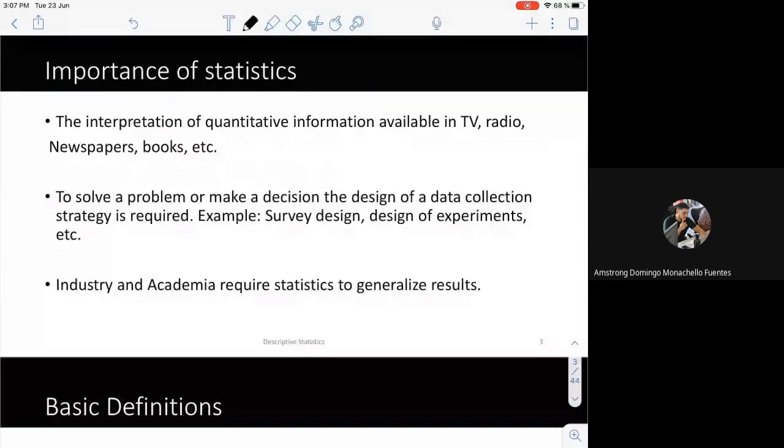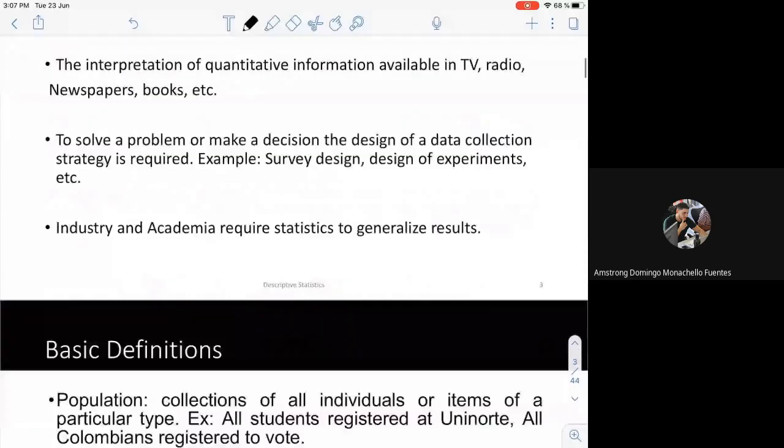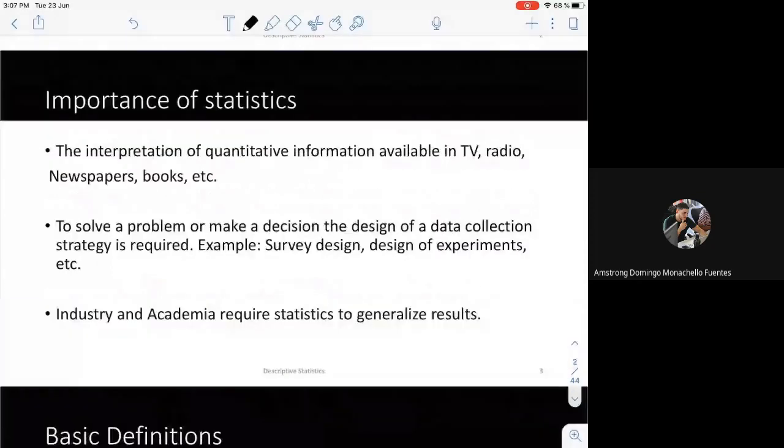In industry and academia, every time we want to generalize some concept, we need inferential statistics to be able to get to conclusions. So statistics is a key concept in our daily lives. And as professionals, you require the understanding of the three branches of statistics: descriptive, inferential, and predictive statistics.